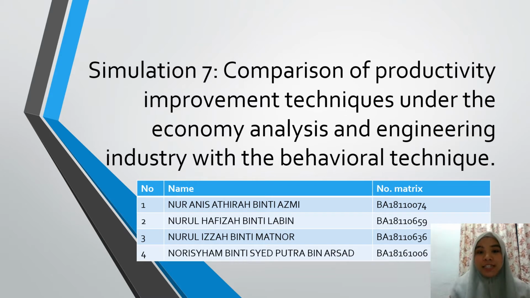As you can see, this is our group members, and this question from simulation 7 is a comparison of productivity improvement technique under the economy analysis and engineering industry and the behavioural.